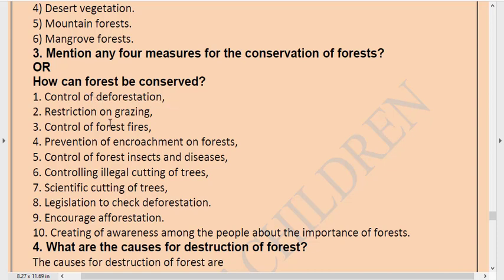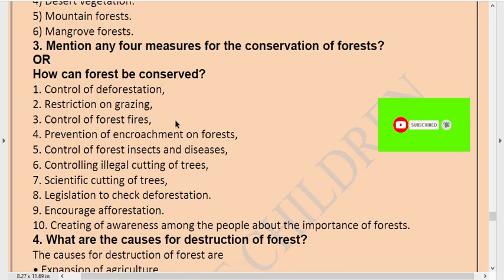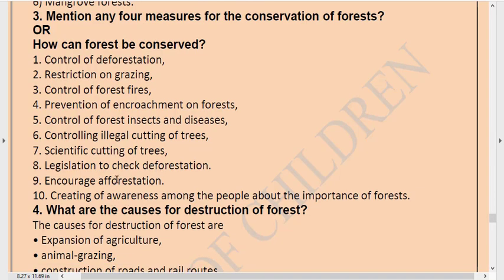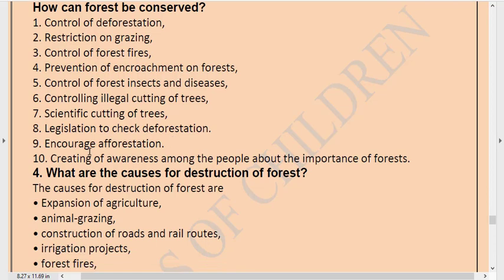Control of deforestation, restriction on grazing, control of forest fires, prevention of encroachment on forests, control of forest insects and diseases, controlling illegal cutting of trees, scientific cutting of trees, legislation to check deforestation, encourage afforestation, creating awareness among the people about the importance of forests.